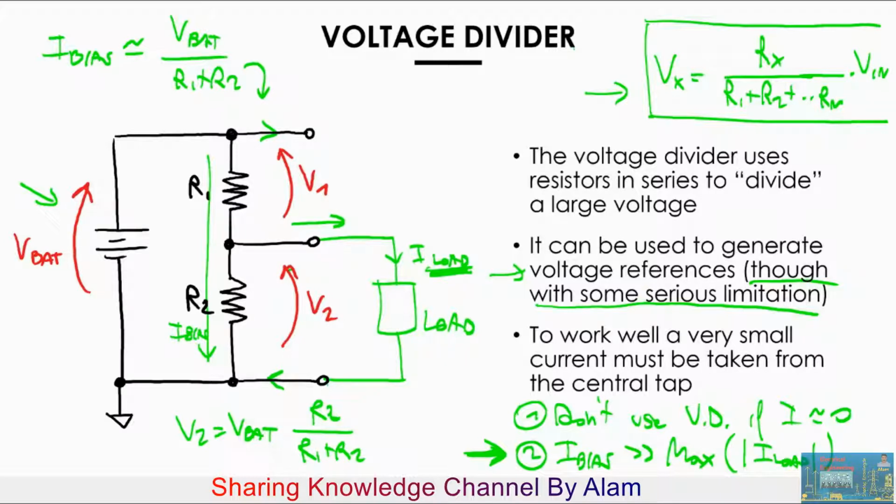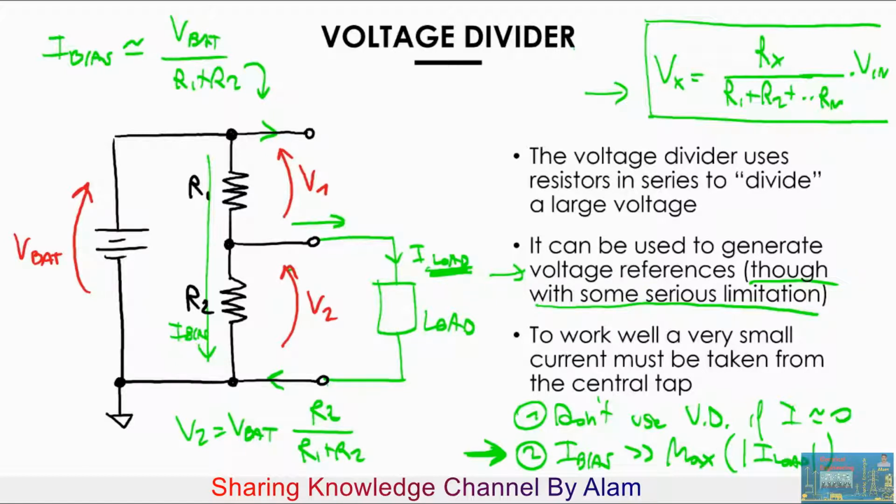The voltage divider is good to generate a reference voltage only when the current from the load is really, really tiny, and when you don't need a precise voltage to begin with, but you just roughly need, let's say, half of the input voltage, something like that.